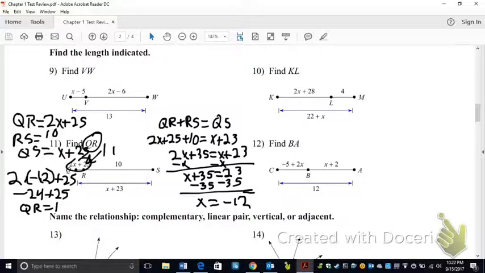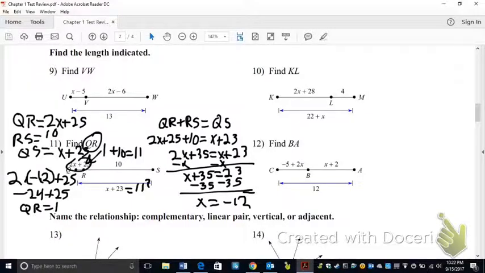Now if QR equals 1 plus 10, that equals 11. So we should be able to plug in negative 12 for x on QS and get negative 11. So let's check that out. Or positive 11. We can't have negative 11 because, well, the distance always has to be positive.